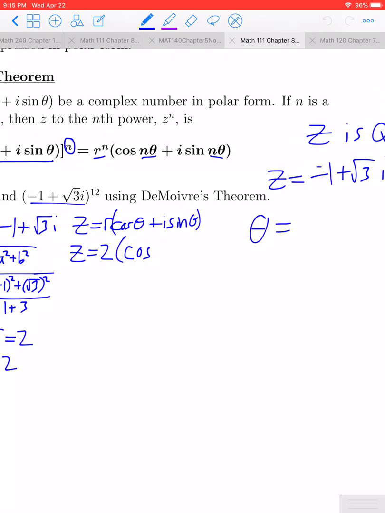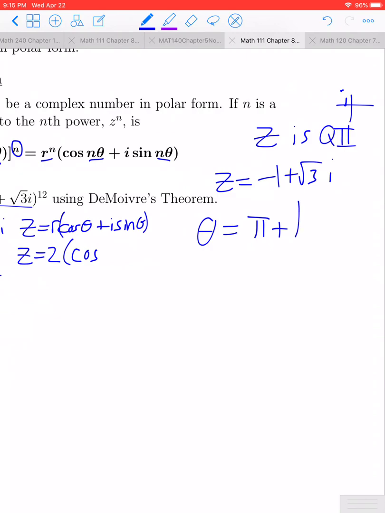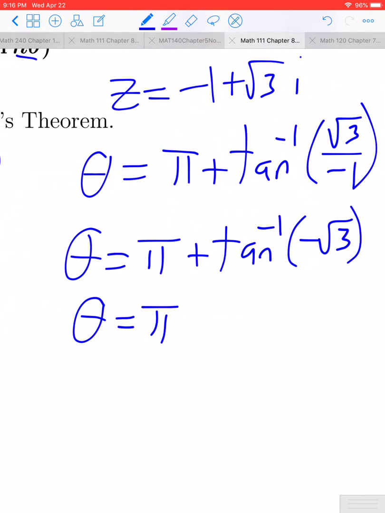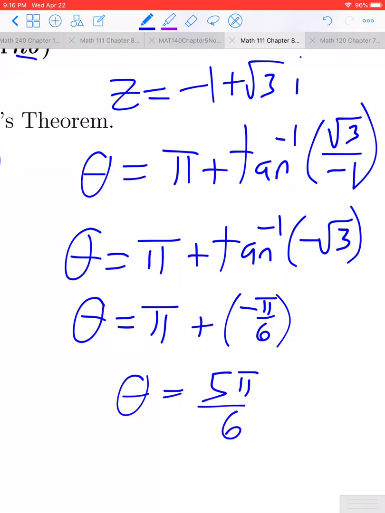So this is going to be pi plus the tangent inverse of b, that's the square root of 3 divided by negative 1. That is theta equals pi plus the tangent inverse of negative radical 3. We recall from our inverse trigonometric section that the range of tangent inverse is from negative pi/2 to pi/2. The angle between negative pi/2 and pi/2 whose tangent has the value negative radical 3 would be equal to negative pi/6. So theta ends up being pi plus negative pi/6, which is 5pi/6.